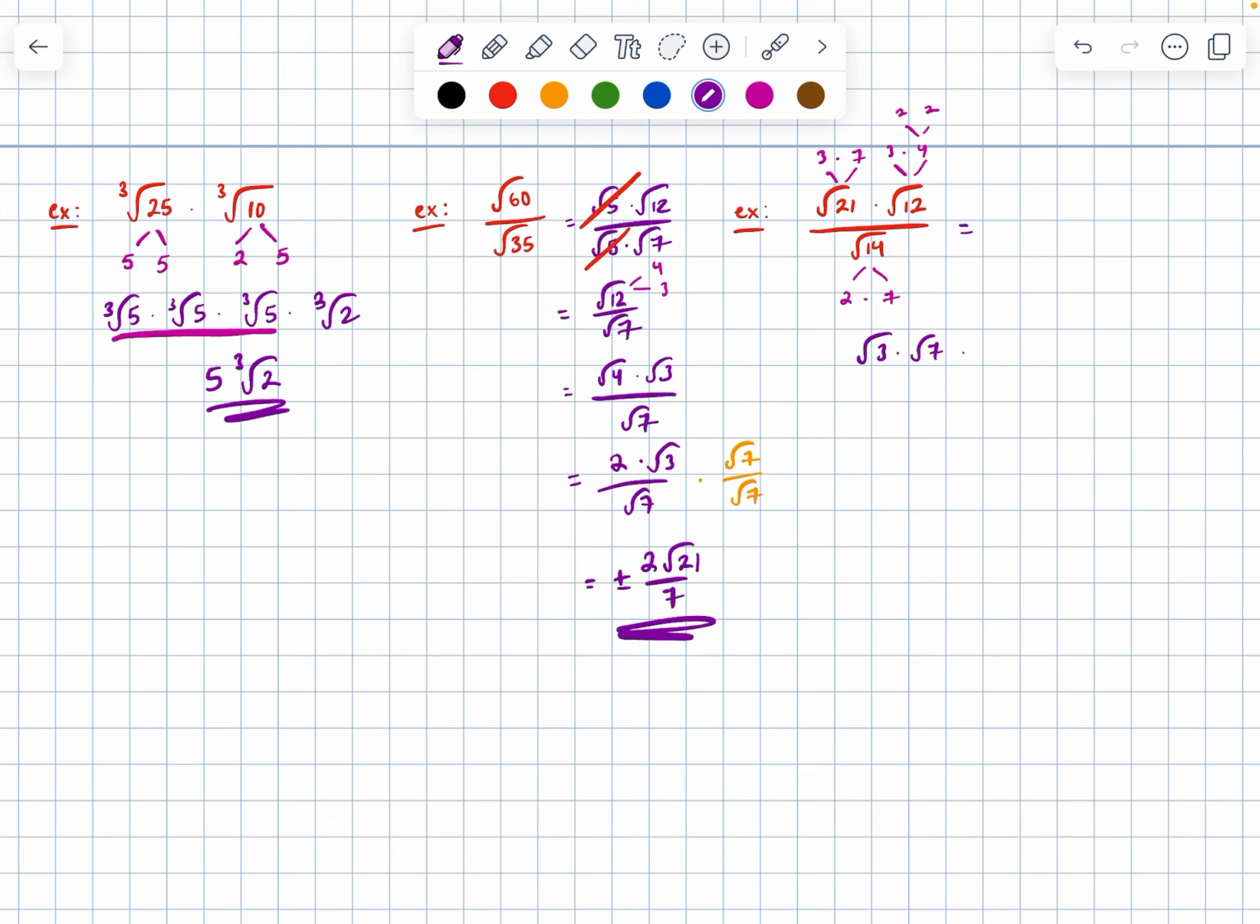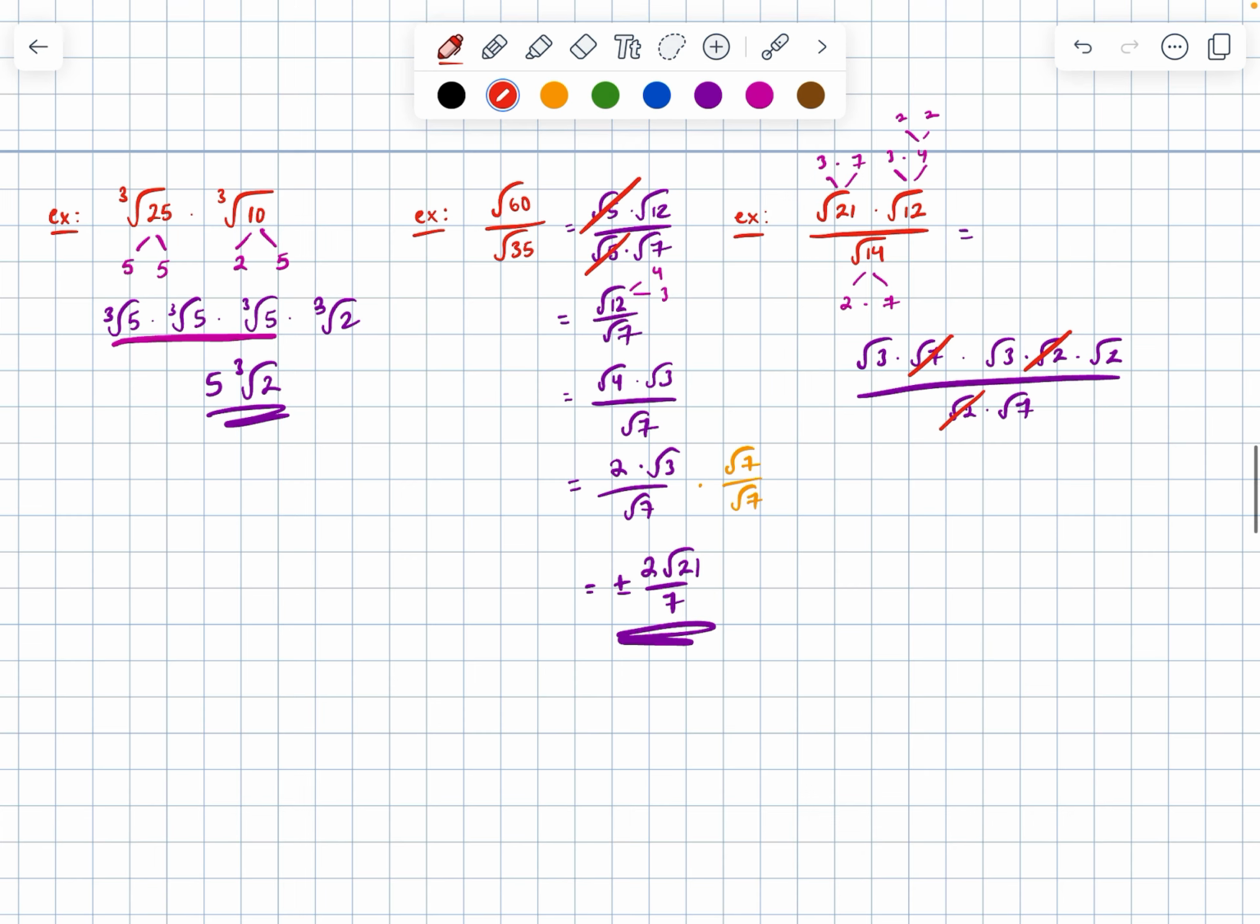The square root of 21 is the square root of 3 times the square root of 7. The square root of 12 is the square root of 3 times the square root of 2 times the square root of 2. And the square root of 14 is the square root of 2 times the square root of 7. From here, notice, I can cancel out a square root of 2 from the top and the bottom and a square root of 7 from the top and the bottom. So there's nothing left in my denominator.